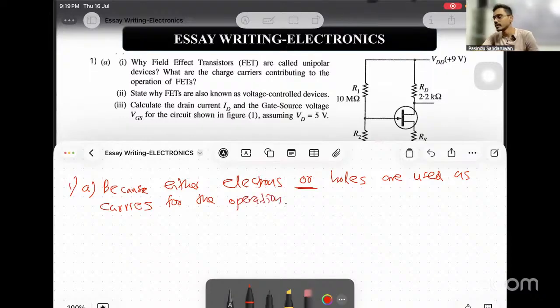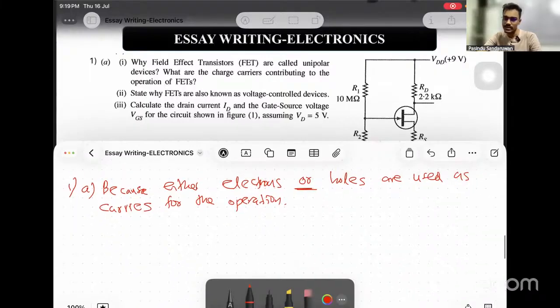Unipolar means one type of carrier is used, and other than that, there is one more difference. In bipolar transistors there are two p-n junctions, but in unipolar transistors there is only one p-n junction. So the main difference is the type of carriers, and the second main difference is the number of PN junctions.